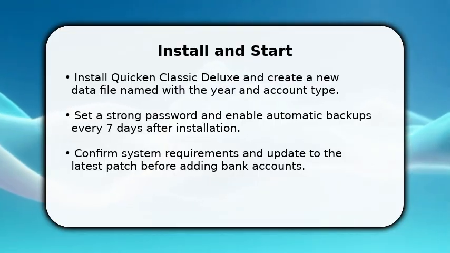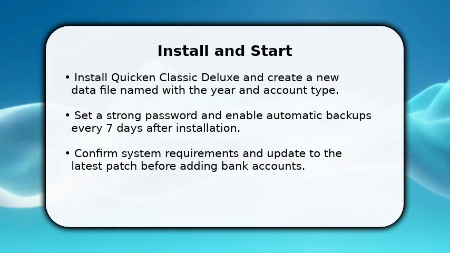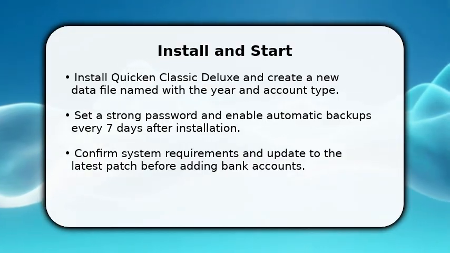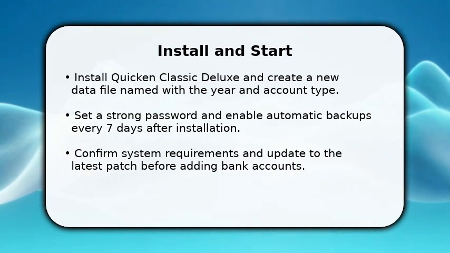When prompted, choose the desktop data file location and allow Quicken to create a single primary file. This simplifies restore and syncing. If converting from a previous Quicken, run the conversion assistant and review imported balances immediately for discrepancies.